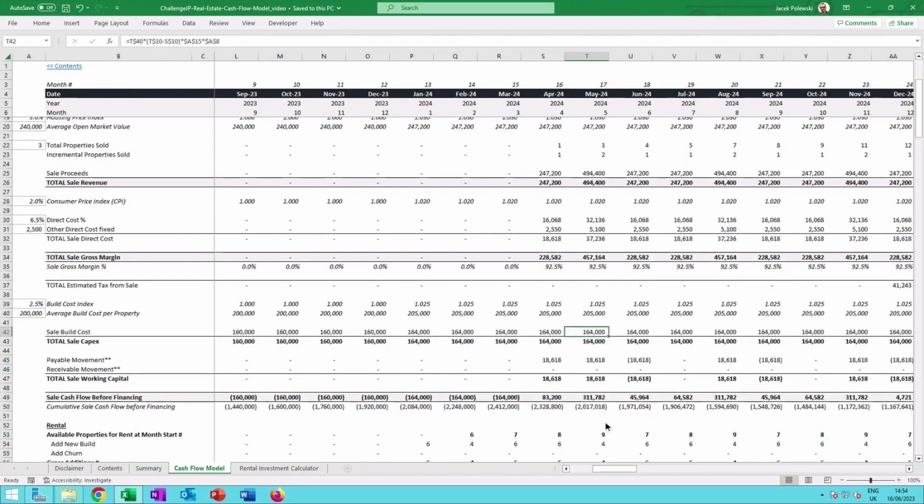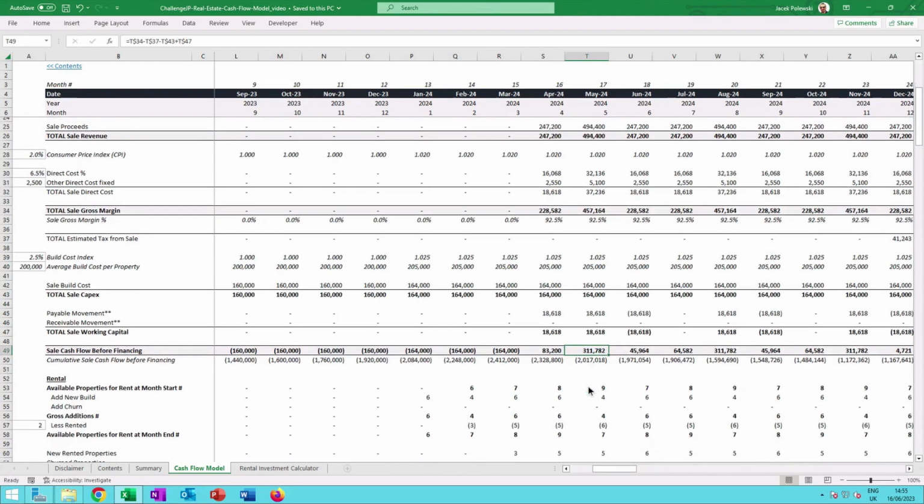Below we have a bit of a working capital calculation, which basically deals with any delays in either receiving the payments, the revenues, or any payment from our side in paying the bills. That section concludes with the forecast, which is the sale cash flow before financing. So this is the forecast for any cash flow before we receive any financing or any loans from a bank.